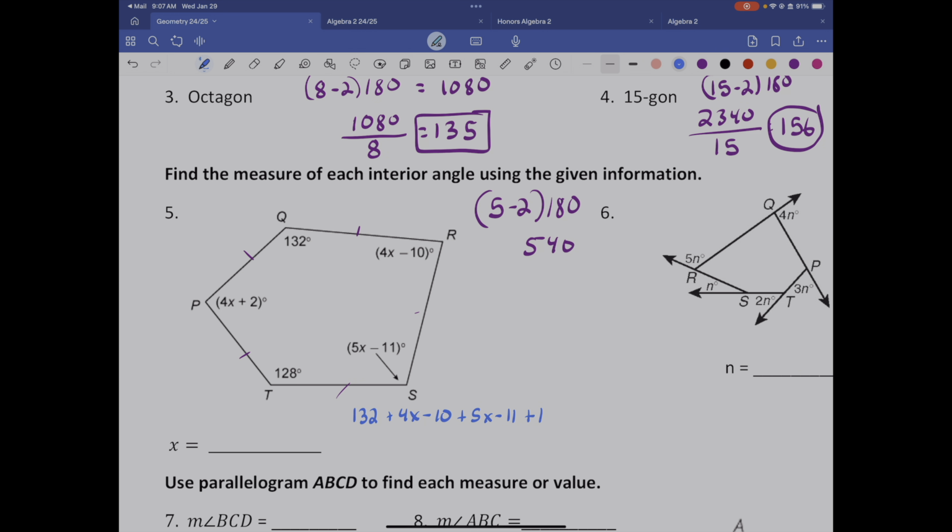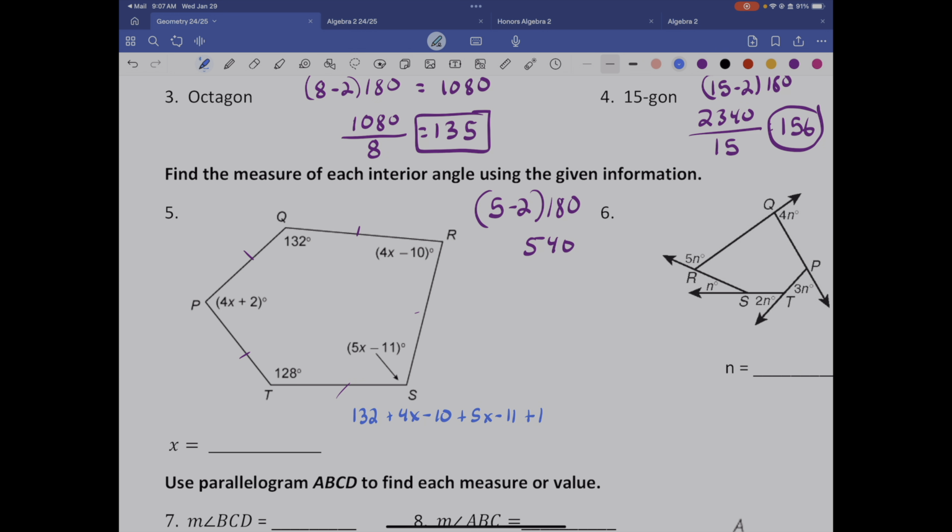Find the measure of each interior angle. Well, we've got the x value. Because it only said x equals down there and n equals there, I kind of missed the directions. The directions say find the measure of each interior angle using the given information. I'm just going to go with let's find the value of x, and we'll call that good. If we needed to, we just plug it in there. 4 times 23 minus 10, 5 times 23, and so on and so forth.